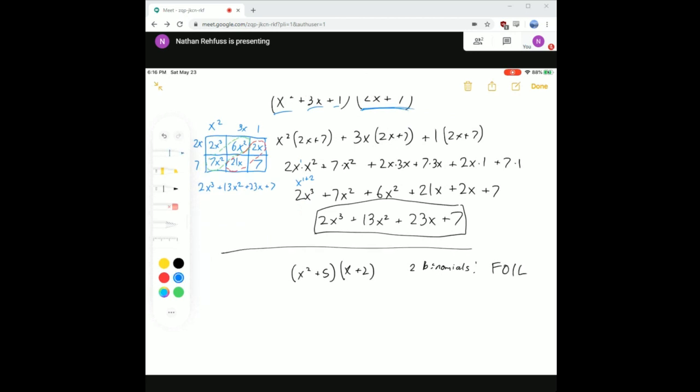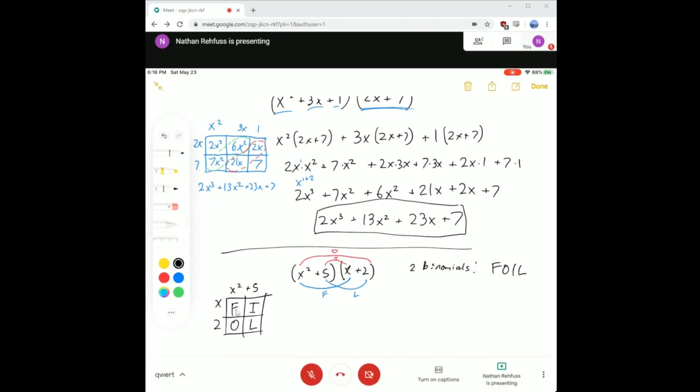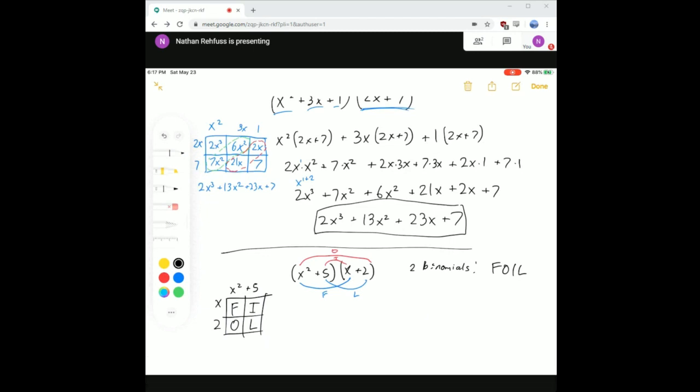We go first, outside, inside, and last. And that guarantees, if I wrote this like the box method, x squared plus 5 for the rows, x and 2 for the columns, the FOIL method guarantees that I get all these products. This is first, this is last, this is inside, and this is outside. So FOIL is a quick acronym to make sure you get all 4 of these boxes without actually having to draw a box. Our answer is going to be first, x squared times x is 3.